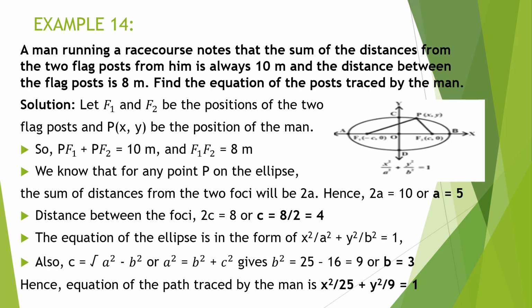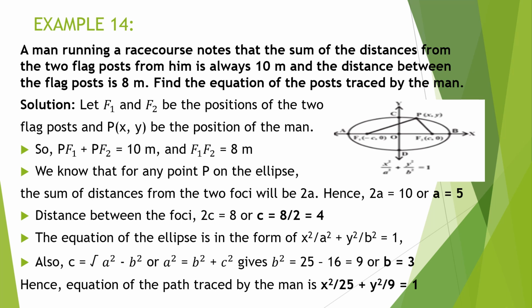Example 14. A man running a race course notes that the sum of the distances from two flag posts from him is always 10 meter and the distance between the flag posts is 8 meter. Find the equation of the path traced by the man. Now see, remember, since it is given that the sum of the distances from two flag posts is always 10, we know that it is an ellipse.